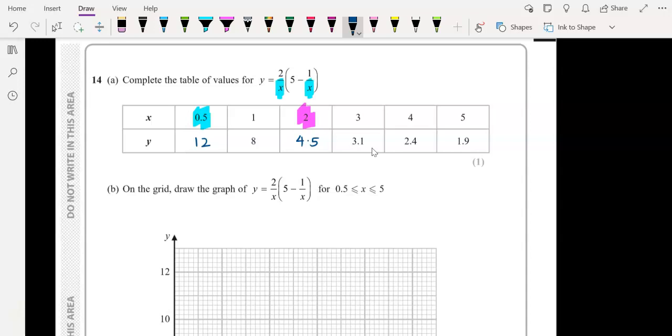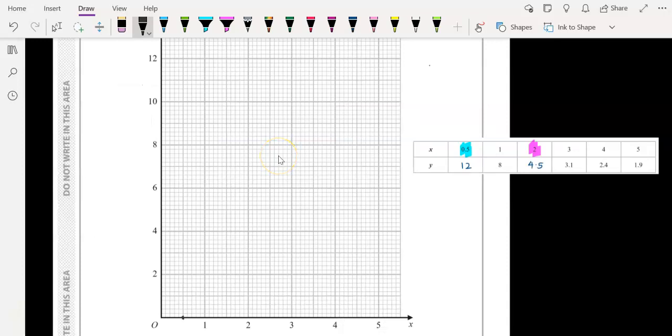Now we need to plot these points on the graph and join them to get a smooth curve. Our first value of x is 0.5 and the corresponding value of y is 12. So when x is half, value of y is 12. So this is the first point. Second is when x is 1, value of y is 8. So when x is 1, on your y it is 8. So mark your second point. When x is 2, y is 4.5. x is 2, y is, this is 4, this is 5, in between exactly is 4.5.